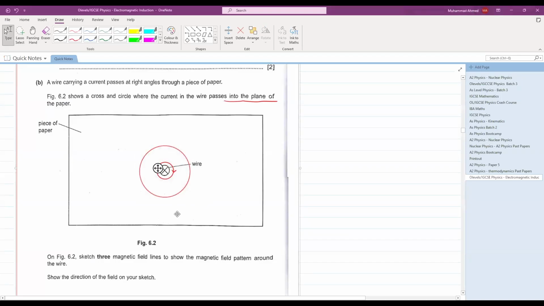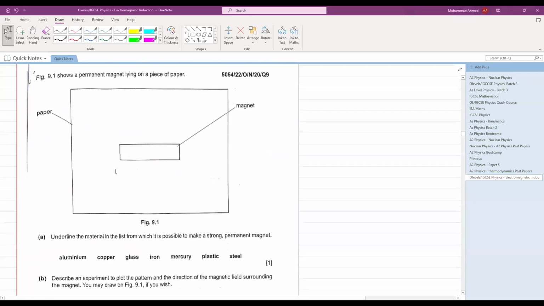Somewhat like this. Let's make the last line, because in marking schemes usually you have to make 3 lines. So the distance between consecutive field lines should increase, and all of the field lines will be in the clockwise direction. Like this. Let's further move ahead.